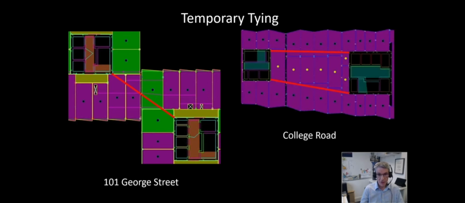When we came to College Road, because the 2 cores aligned and the ties were on the corners, the yellow dots show the modules that couldn't be fitted once the temporary tying was in place. So we had to consider a different method of tying.